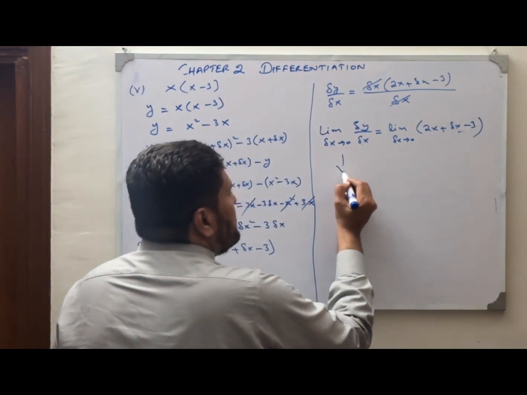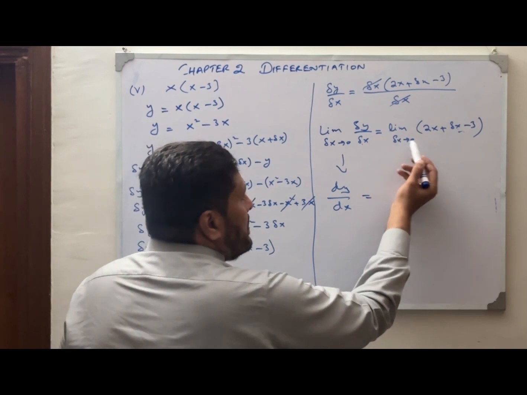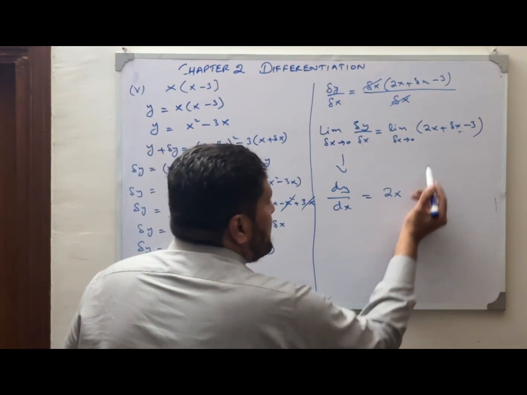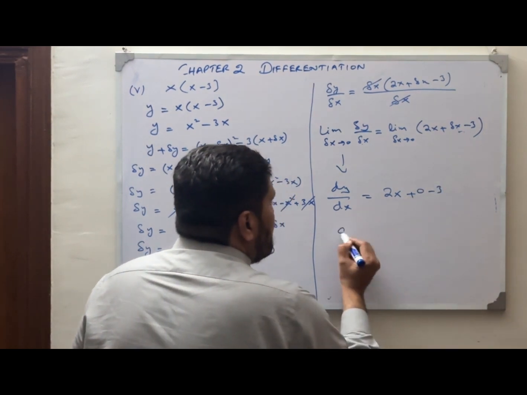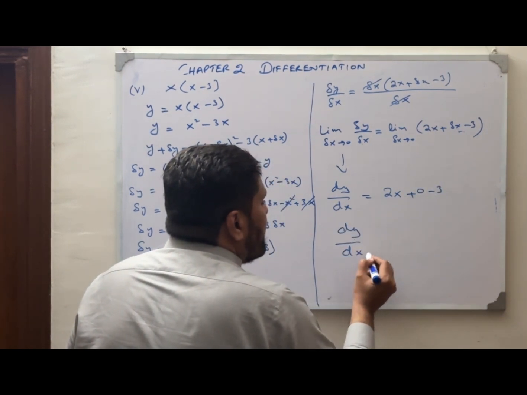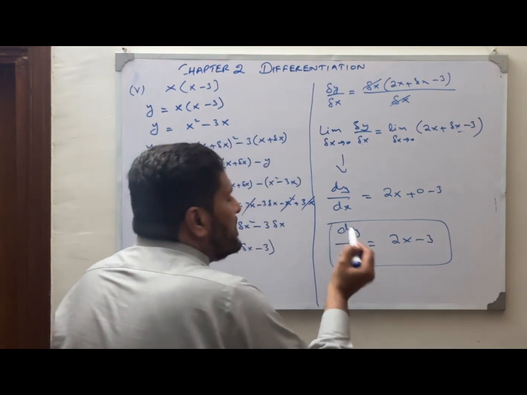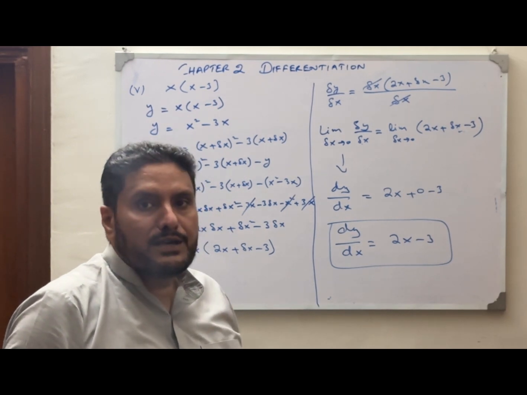So this is equivalent to dy by dx. After applying the limit, we have 2x, in place of delta x we have 0, and then minus 3. So dy by dx is equal to 2x minus 3. So this will be our required derivative for this given function.